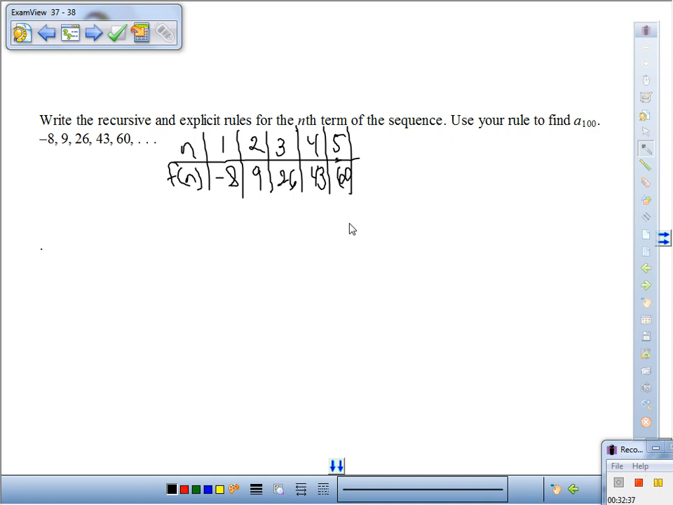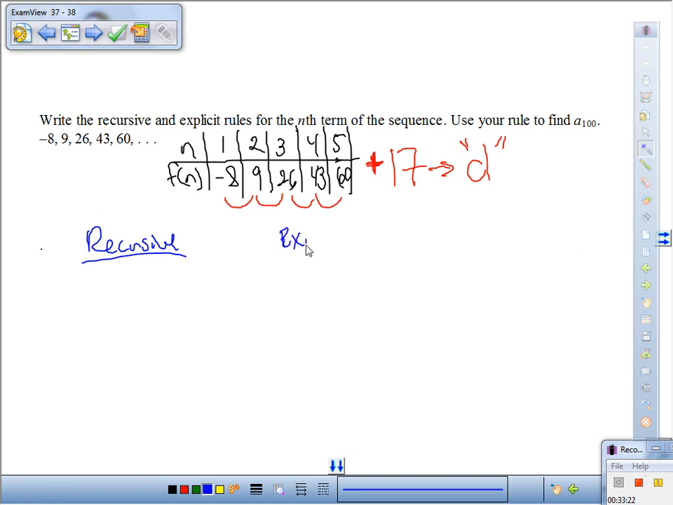Now with that, we can actually find the pattern. Look at it. What's happening from here to here, from here to here, here. Plus 17. That is correct. If we're adding or subtracting, what kind of sequence is this? Arithmetic. That means this is our d. Now we know which two functions to write. Is that correct? Let's write our recursive first. Recursive. And then over here we're going to write our explicit.